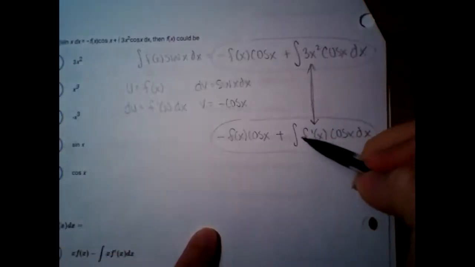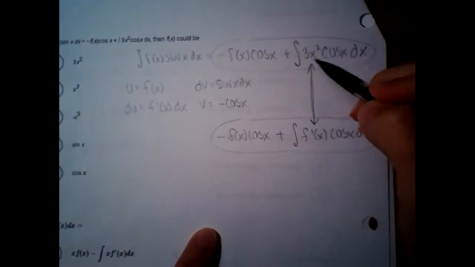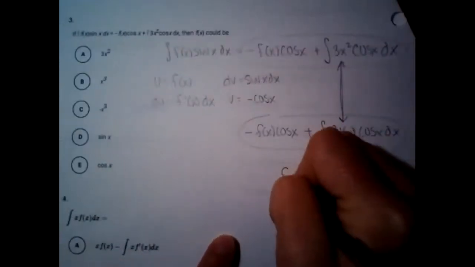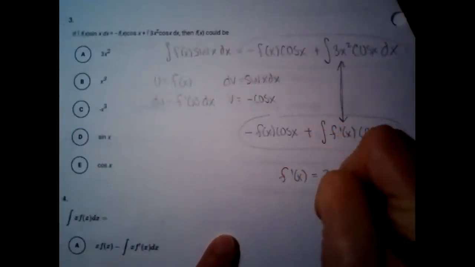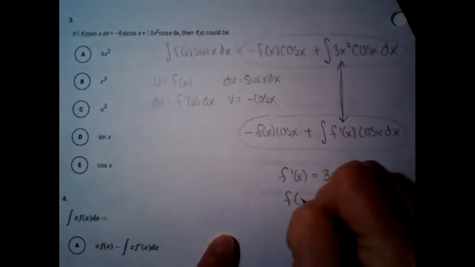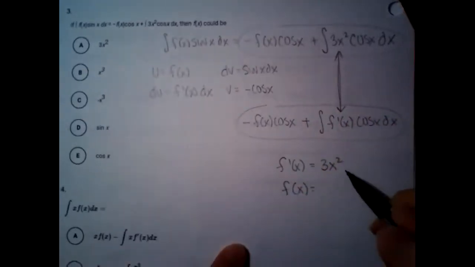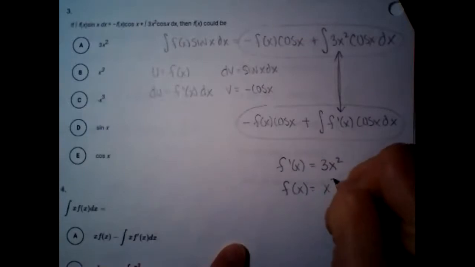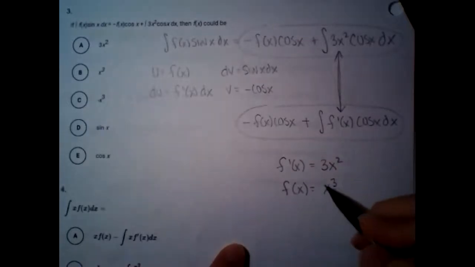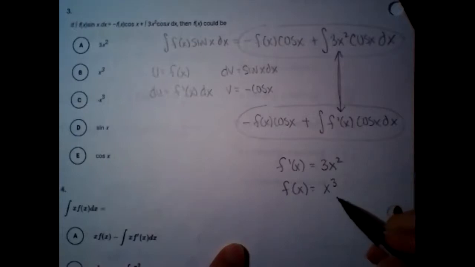So I know that f prime needs to be 3x squared. So f prime is 3x squared. So f of x is going to be the antiderivative of that, and that would give me x cubed. The derivative of x cubed would be 3x squared. So our answer is B for that one.